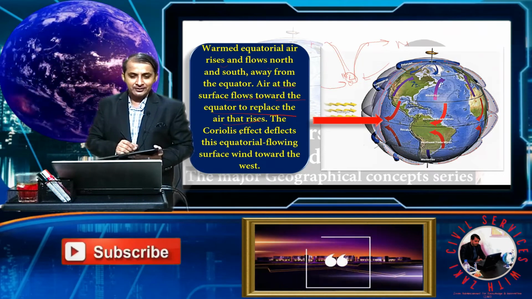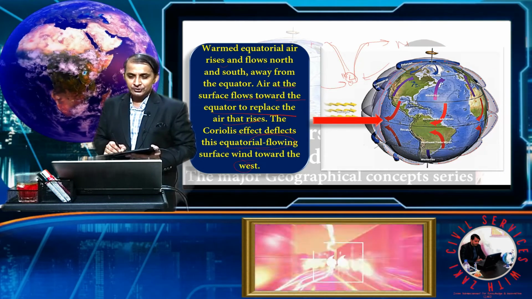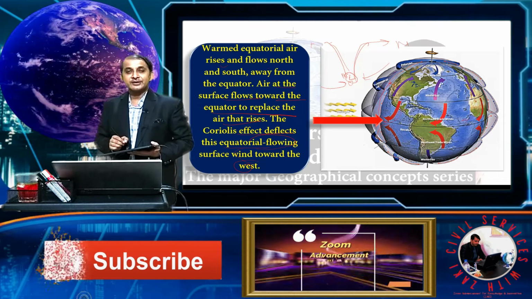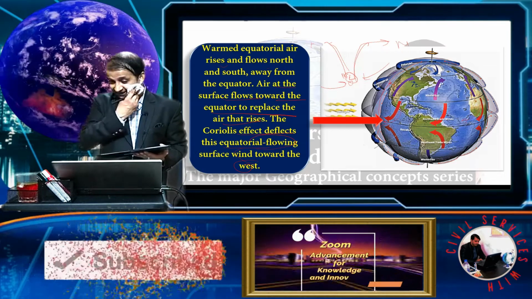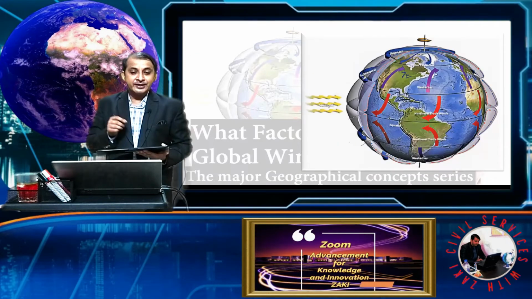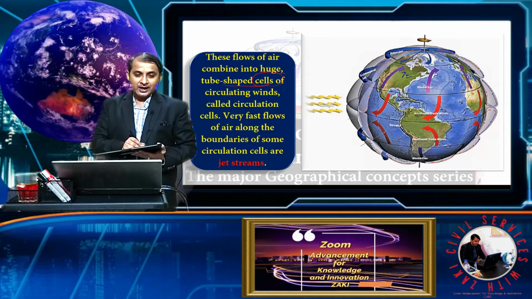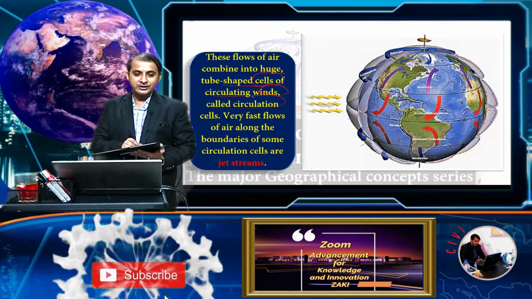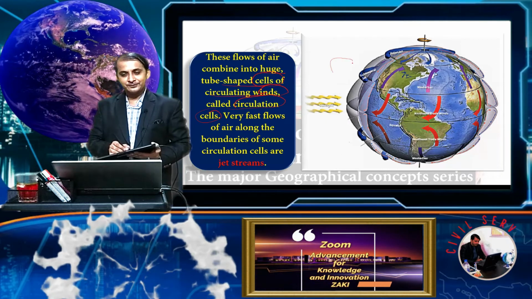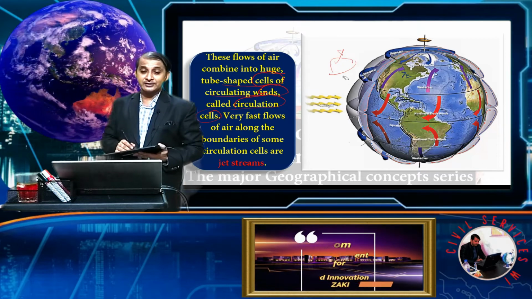The Coriolis effect deflects this equatorial flowing surface wind toward the west. So that type of wind is produced near the equatorial region. We move forward and see these flows of air combine into a huge circulating wind called a circulation cell. As the air rises, it creates a circulating cell.